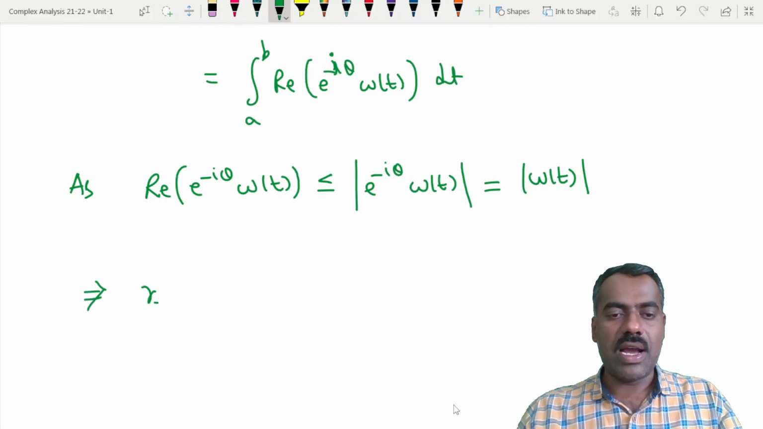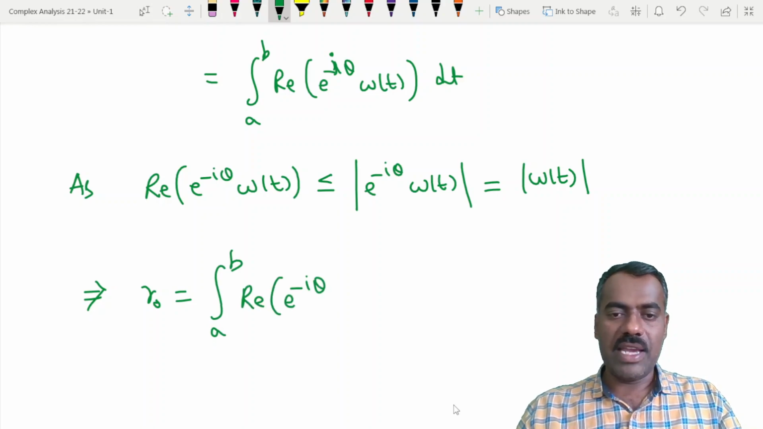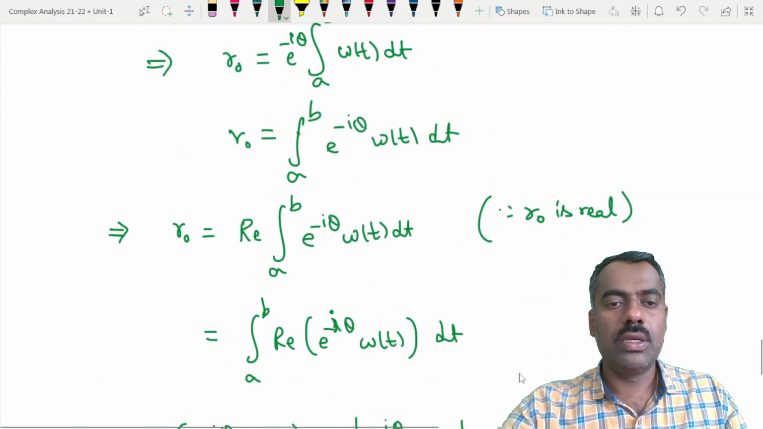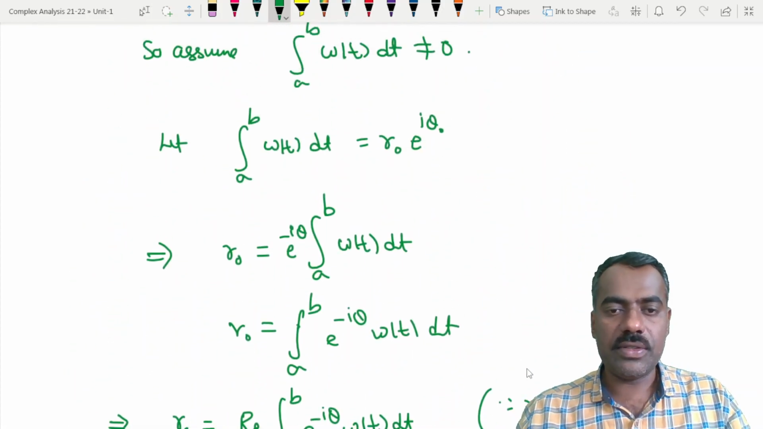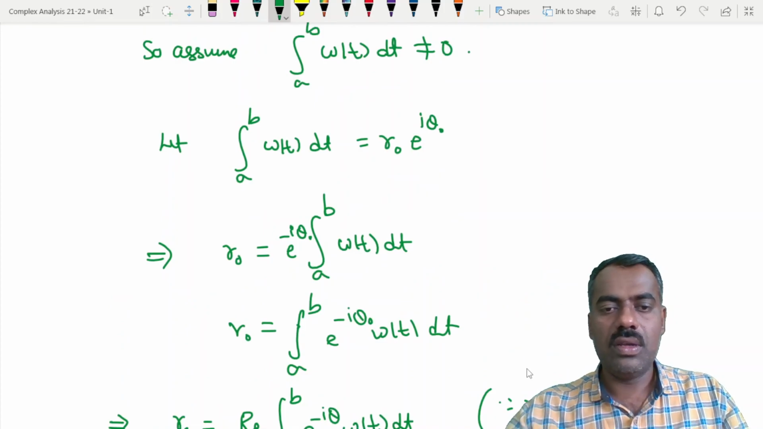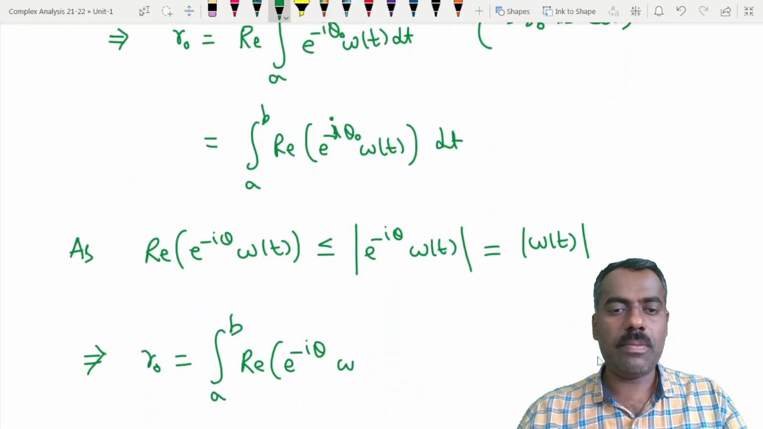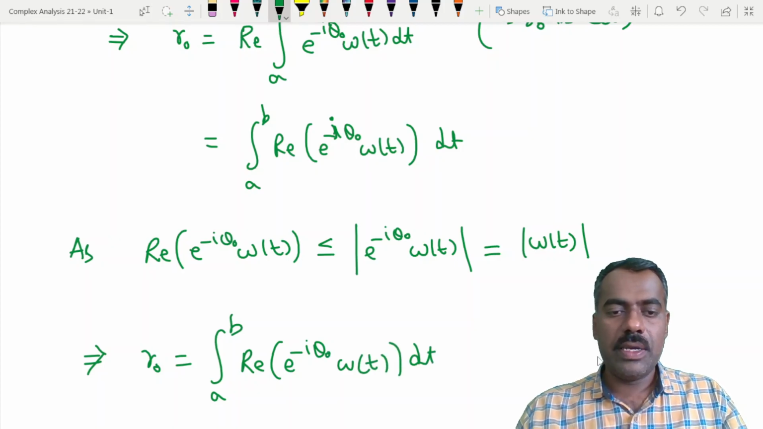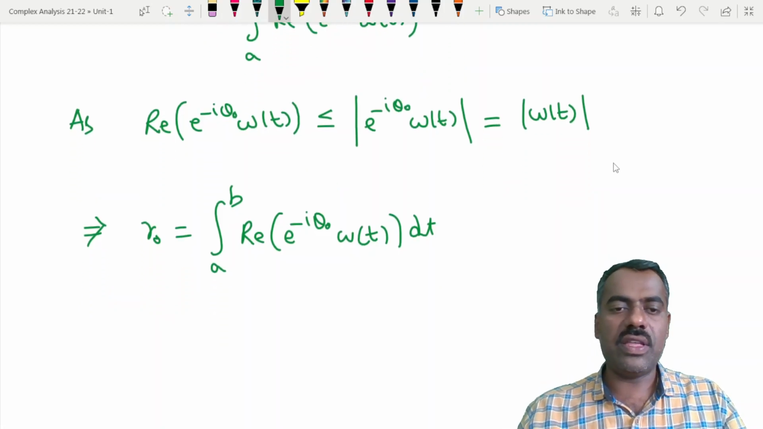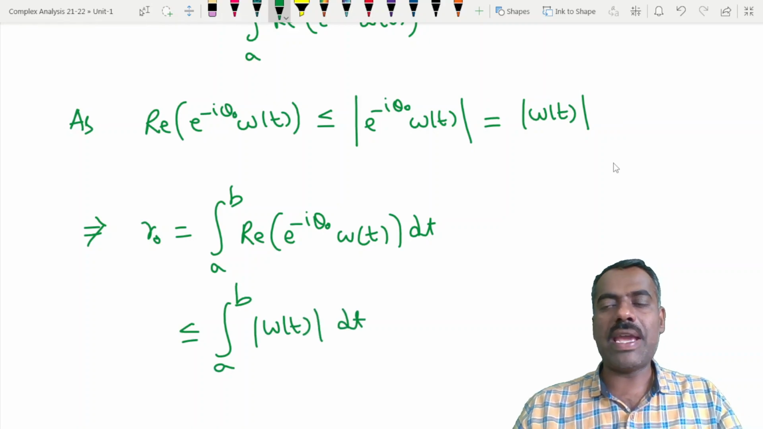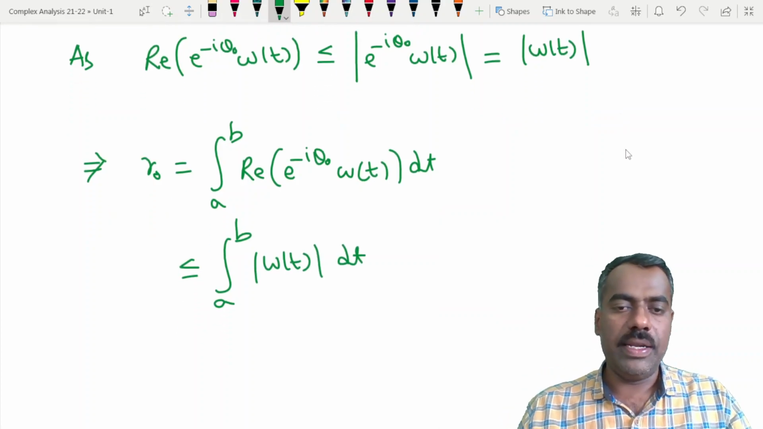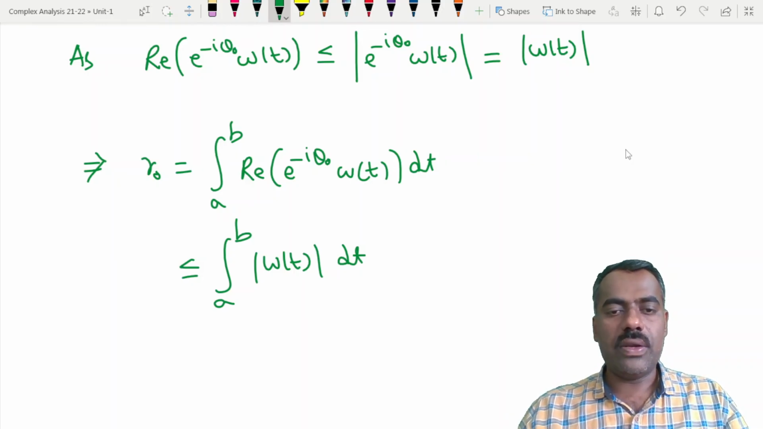This implies r naught, which is nothing but the integration from a to b of the real part of e power minus i theta naught W of t dt. Because this is less than or equal to this, this integration is also less than or equal to the integration of the modulus of W of t dt, again by real calculus, which we know already. So therefore r naught is less than or equal to this here.